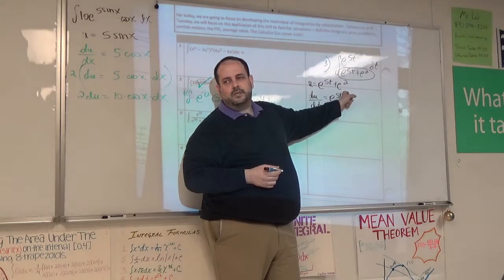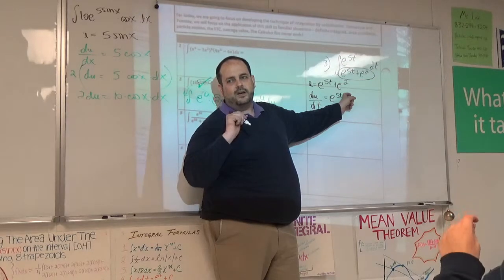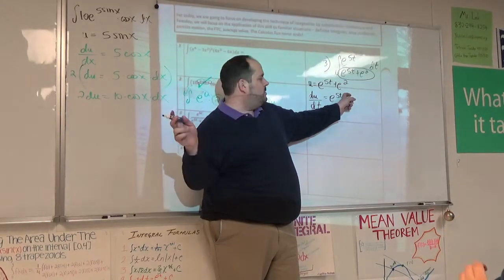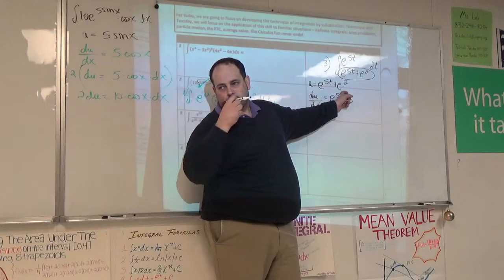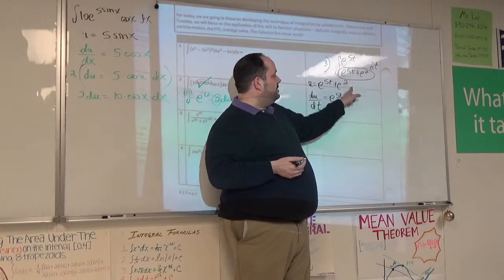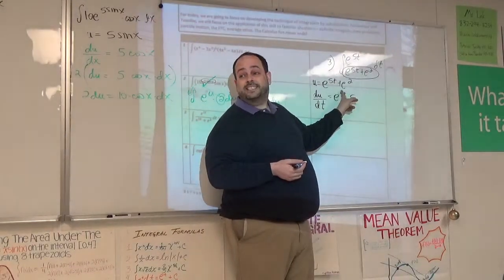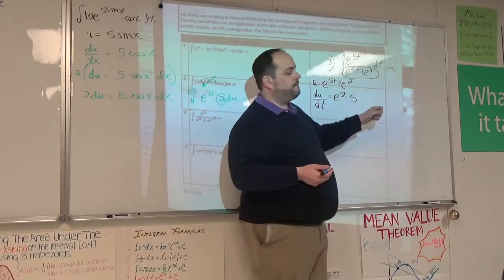What's the derivative of e squared? Not 1? Nope. Janaea, what's the derivative of e squared? Why? Because there's no variable at the top. There's no variable involved here. E squared is a constant, so the derivative of e squared is 0.